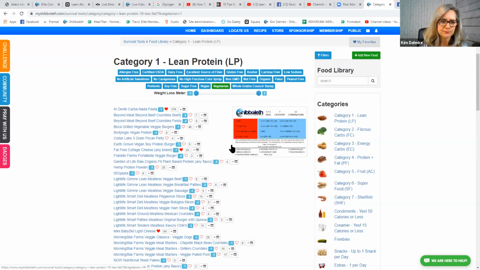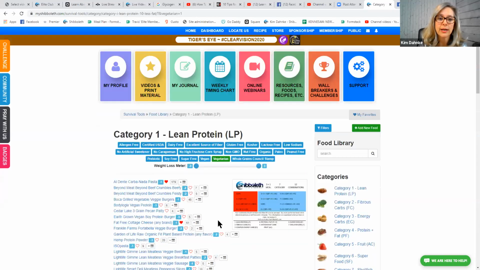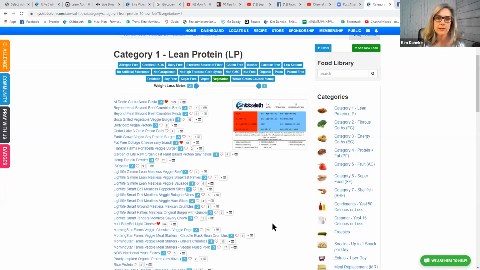Now, if you'll notice, I went through and I hearted stuff that I liked, because what happens is once you heart those things, it moves over into your own personal journal right here. It moves them into your journal, into your own personal food library, so that you do not have to deal with the big giant food library. You can create your own just for you.